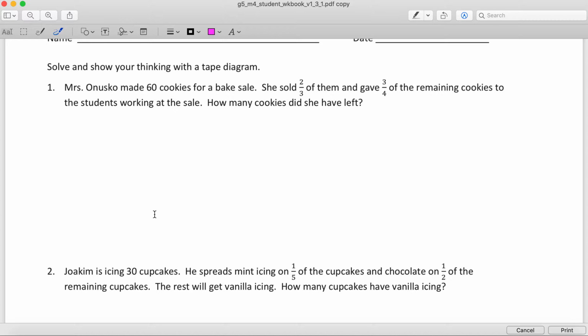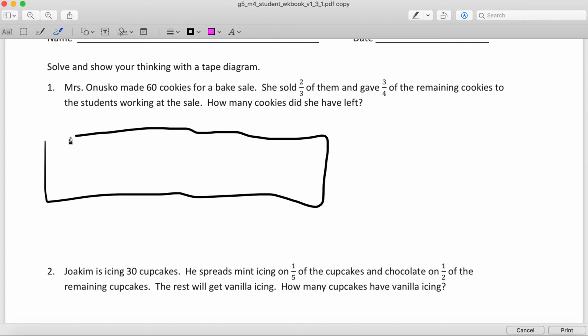Okay, so we're going to start with a tape diagram. And so I'm going to draw a tape diagram here on the screen. And that is going to represent our 60 cookies. All right, so this is our whole, as we talked about before. And then we're going to take our whole here.